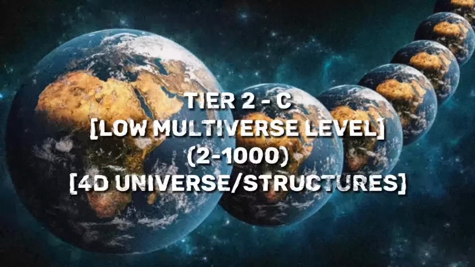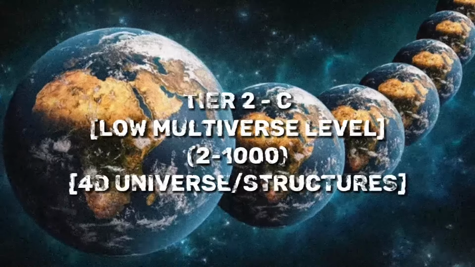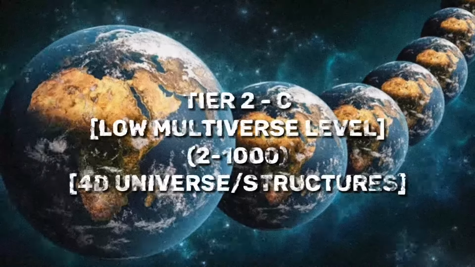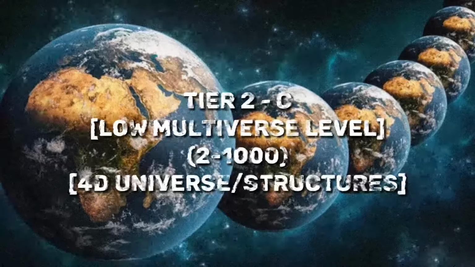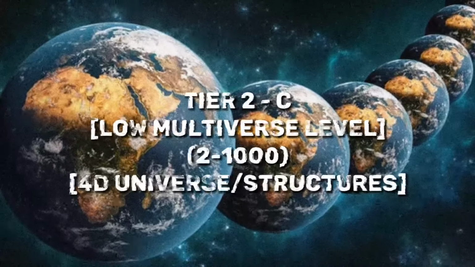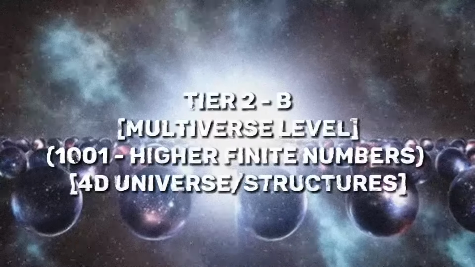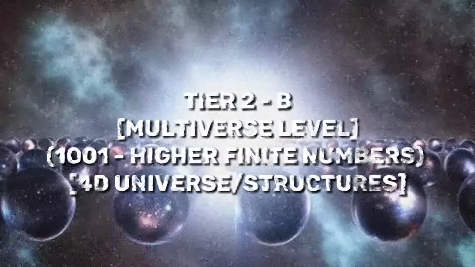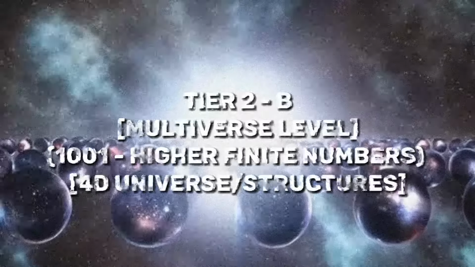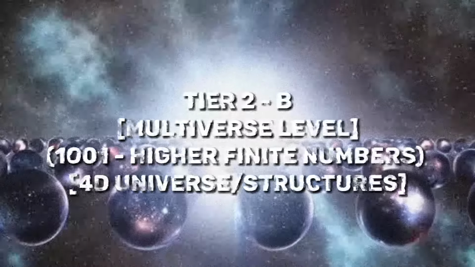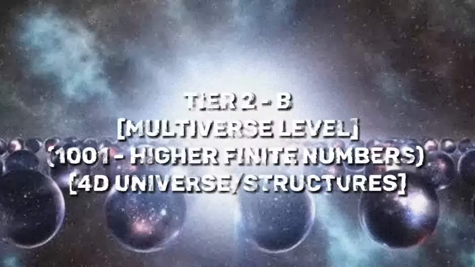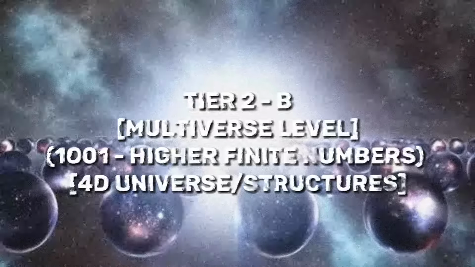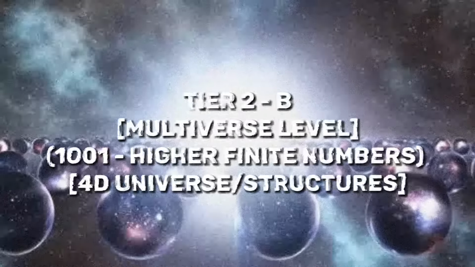Above Universe Level Plus, we have low multiversal level as Tier 2C. In this level, characters who are capable of destruction or creation of 2 or 1,000 4-dimensional universal constructs are included. Above Tier 2C, we have Tier 2B, which is multiversal level, which includes characters capable of destruction and creation of multiverses ranging from 1,000 to any finite number above. It could be millions, billions, trillions. Whatever higher finite amount possible would be included here.